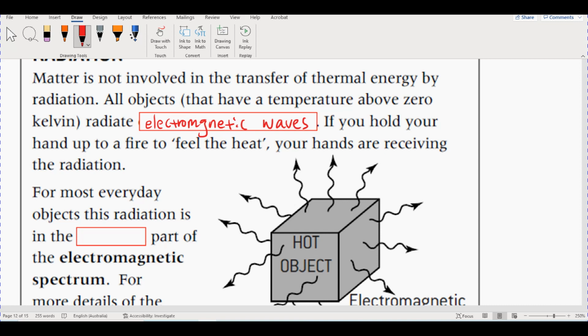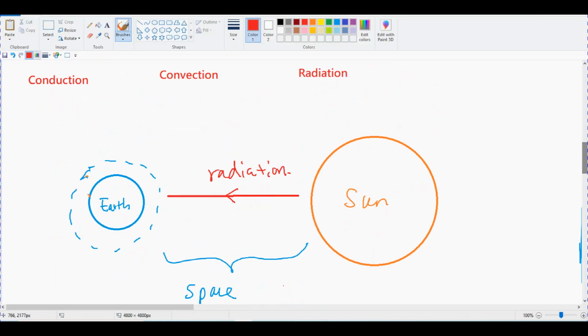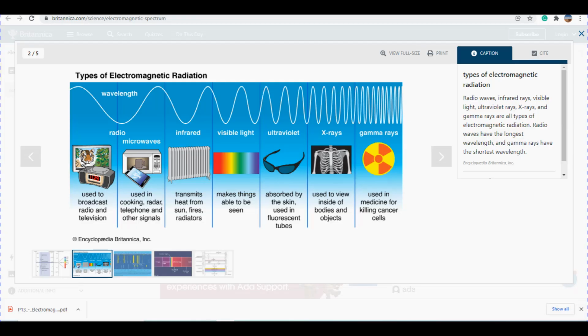But you still need to think, what do we mean by electromagnetic waves? Is it all about thermal energy? The answer is no. Thermal radiation, I should say, is just part of a big family of electromagnetic waves. I will give you a photo to look at. So you see, there are types of electromagnetic radiation. Okay, so you have different types.